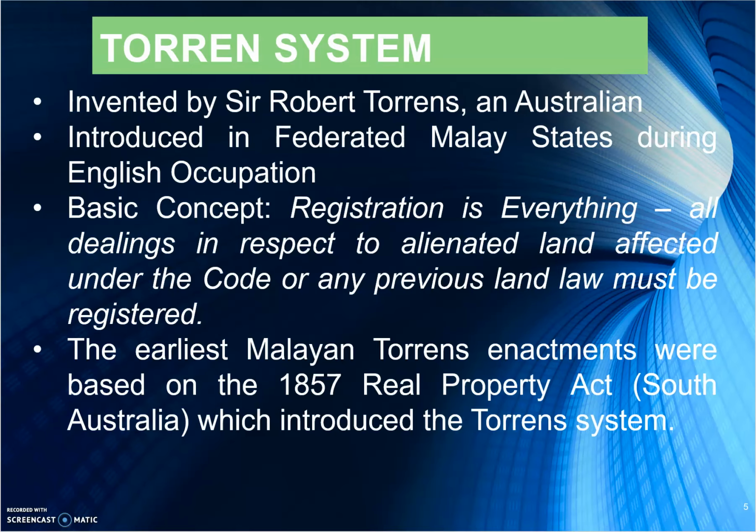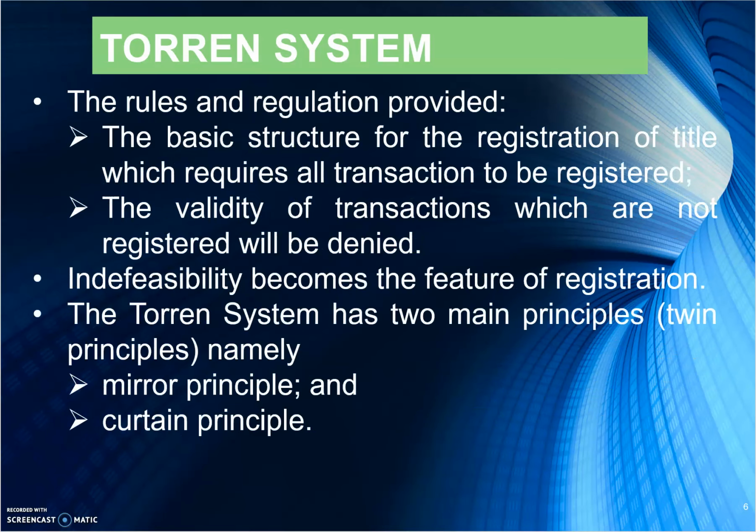Now, the earliest Malaysian Torrens enactments were based on the 1857 Real Property Act of South Australia, which introduced the Torrens system. So we are following this. Under this Torrens system, the rules and regulations provided the basic structure for the registration of title. And the validity of transactions which are not registered will be denied. So basically, you must register. If you don't register, you will not be recognized.